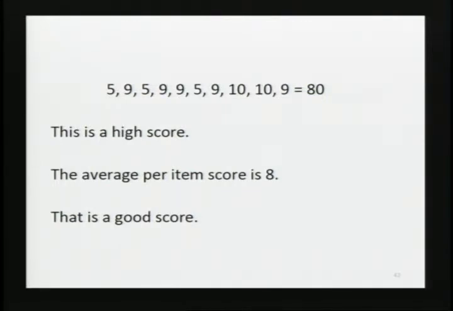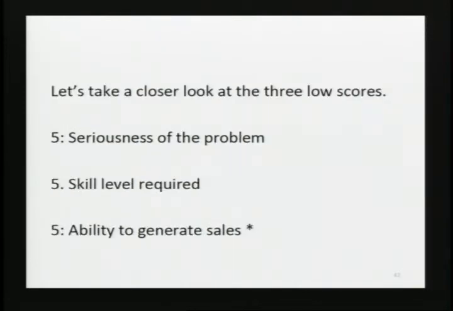And based on my experience in applying the scale to project ideas, that's a pretty high score. It's a fairly unusual project to score as high as the upper 80s or even get into the 90s. So this is a pretty high score. We have an average per item score of 8 out of 10, and so that indicates that this project has scored very well. Let's take a closer look at the 3 lower scores.